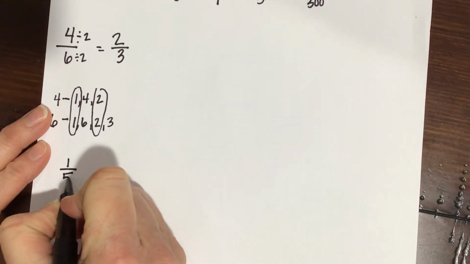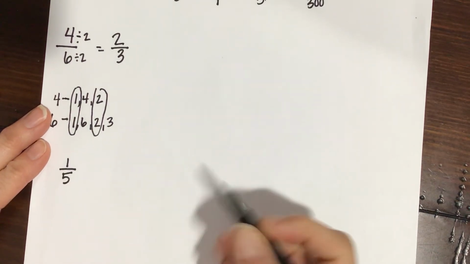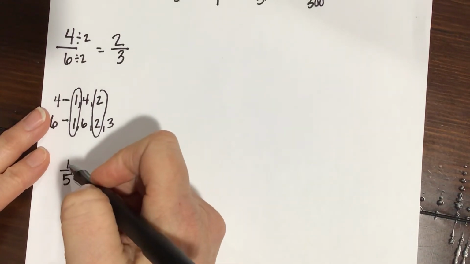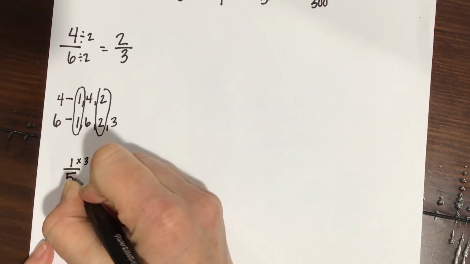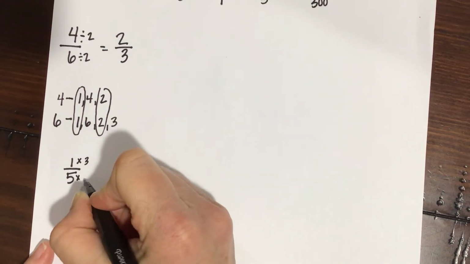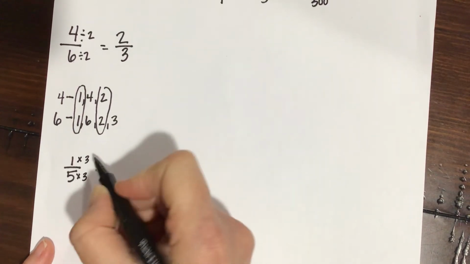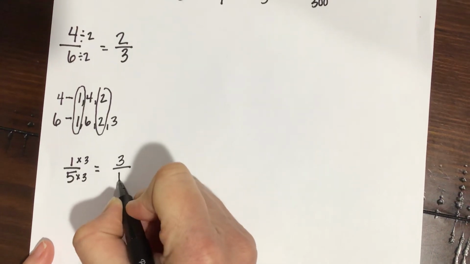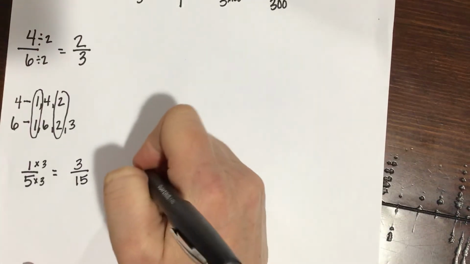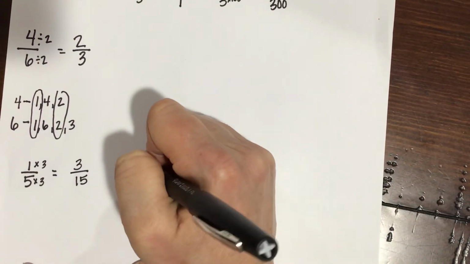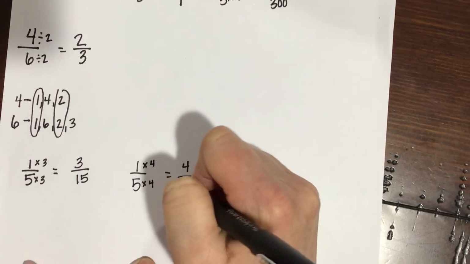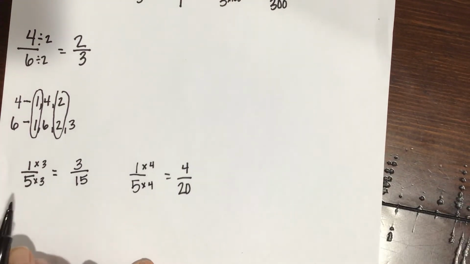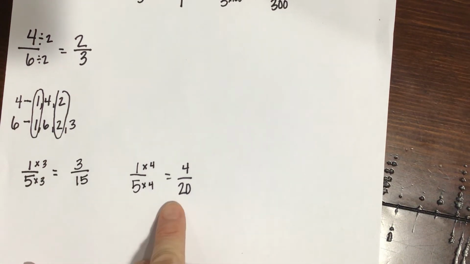Let's try 1/5. To find an equivalent fraction, I cannot divide because 1 can only be divided by 1. So I'm going to multiply the top, the numerator, and the bottom, the denominator, by 3. That's going to give me an equivalent fraction of 3/15. Now I'll multiply the top and bottom by 4. 1 times 4 is 4, and 5 times 4 is 20. So 1/5 is equal to 3/15, and it's also equal to 4/20.